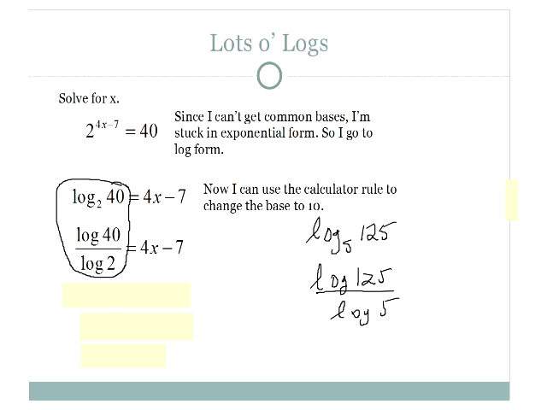And so I can do this with my calculator now. I can type in log 40 divided by log 2, and my calculator can do that. And now I can start solving for x. I can add 7 to both sides, and I can divide both sides by 4. If I plug in x equals 3.08 in here, I'll get an answer of 40, which of course equals 40.